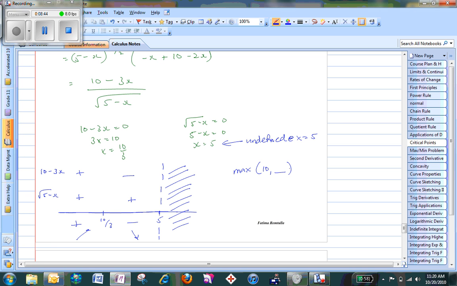How do I find the something? I go back, 10 over 3. How do I go back? I go back to the beginning and I plug 10 over 3 into the original equation, and I should get out 8.6. My levels of increasing are from -infinity to 10 over 3. And my levels of decreasing are from 10 over 3 to 5. And we're done with that question.